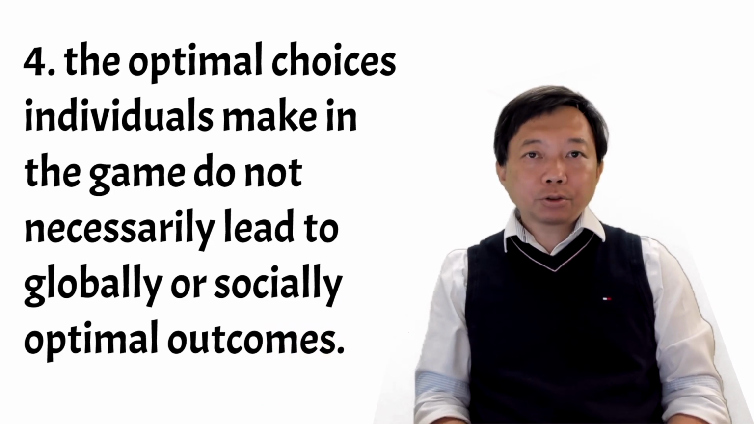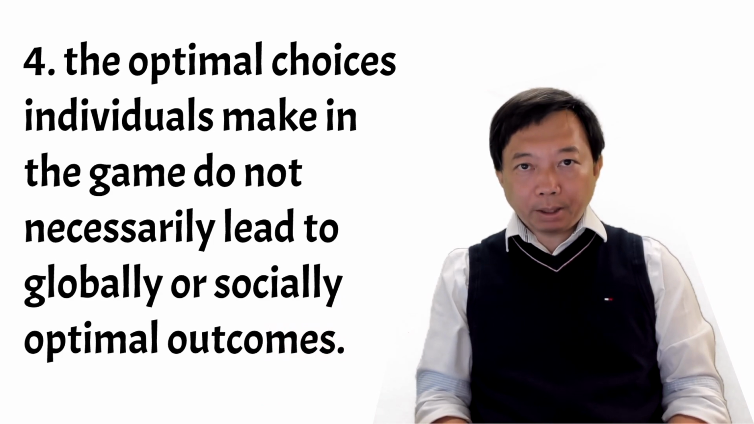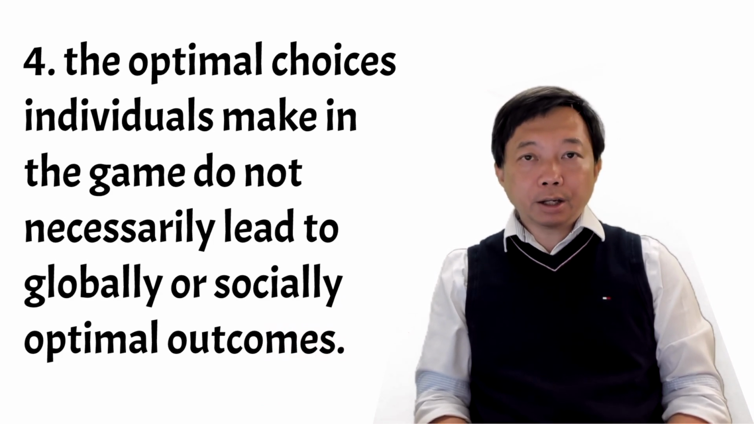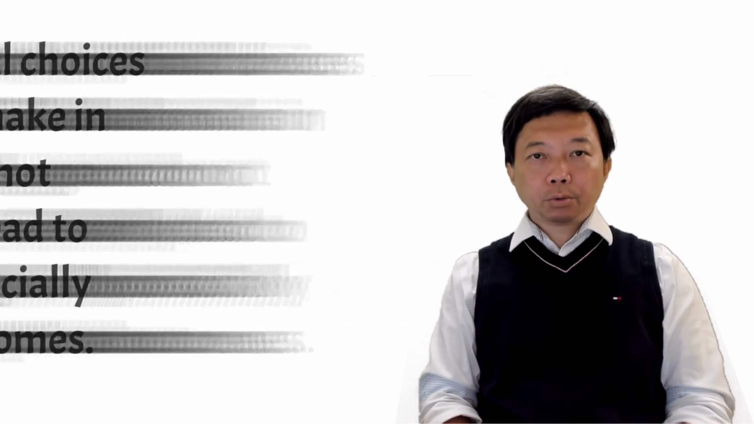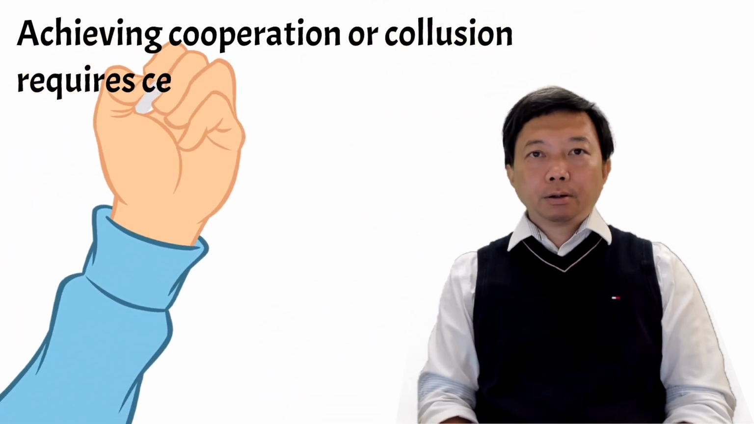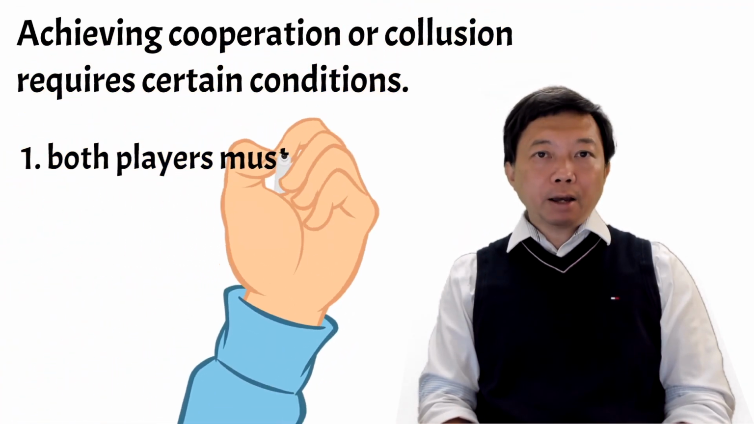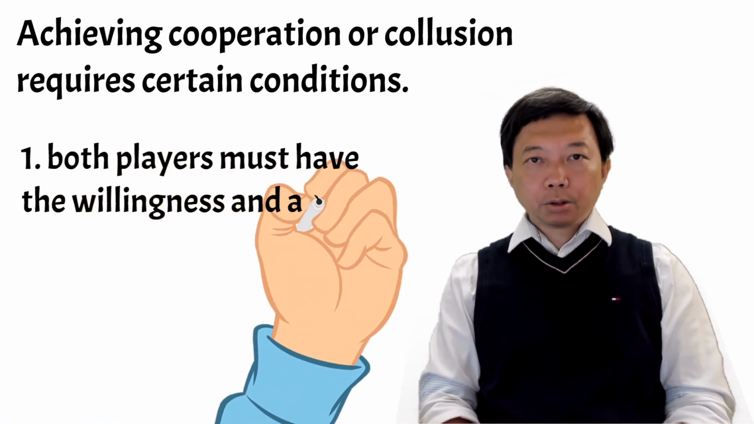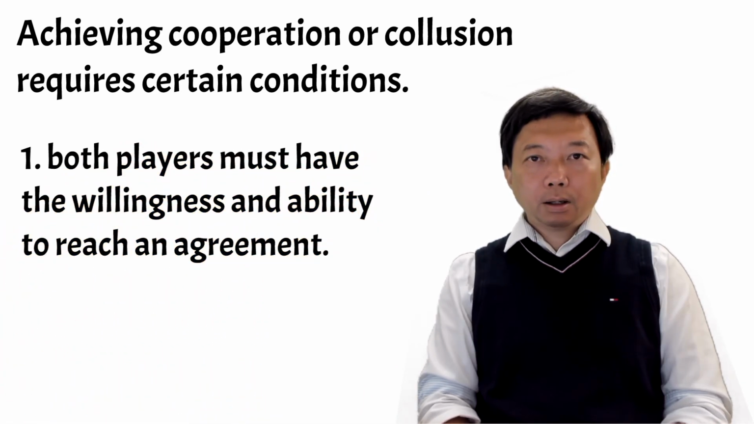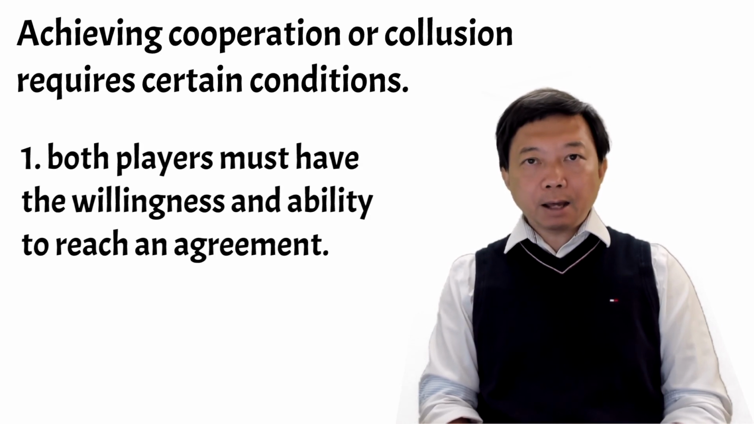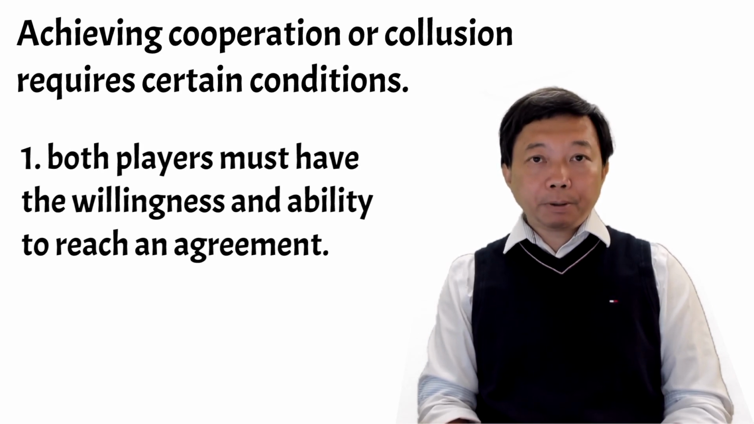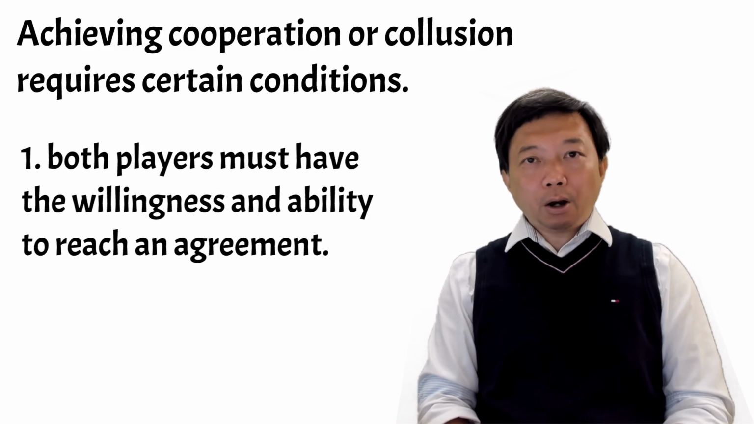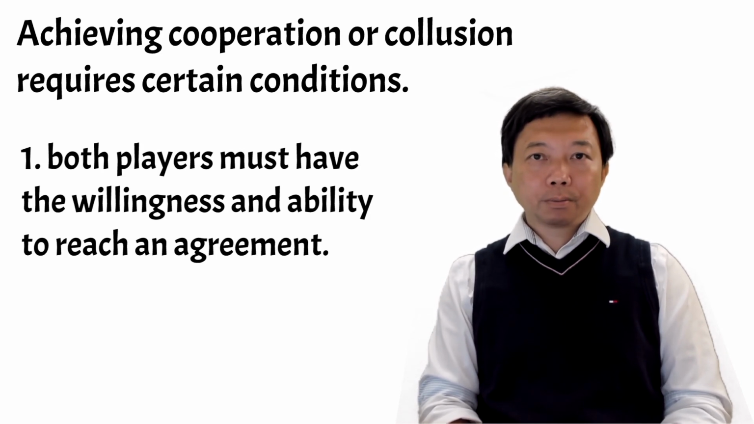You may ask, as long as the two players reach an agreement beforehand, can't they achieve the socially optimal solution? In theory, yes, but achieving cooperation or collusion requires some conditions. First, both parties must have the willingness and ability to reach an agreement. In the example of the prisoner's dilemma, the two robbers must have the opportunity to negotiate beforehand and agree to not confess if caught.